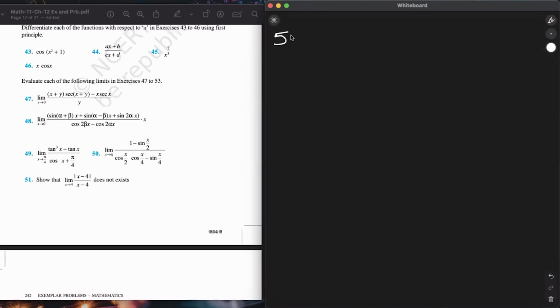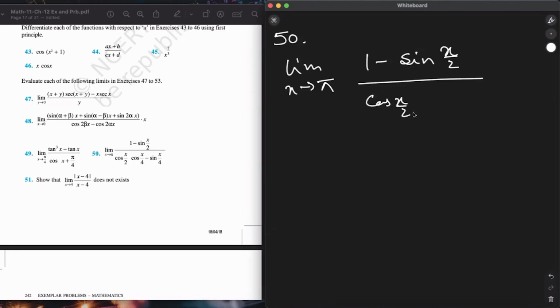So in question number 50, we have been given the limit for x as what? What is it written? Pi. Yeah. So x tends to pi. And 1 minus sine x by 2 divided by cos x by 2 cos x by 4 minus sine x by 4. Alright.